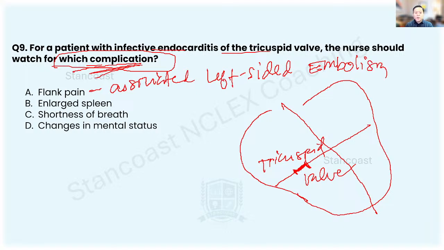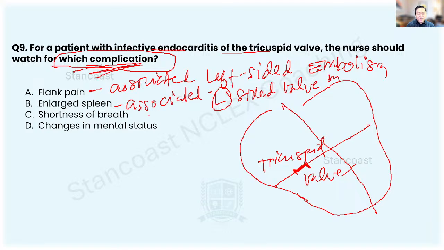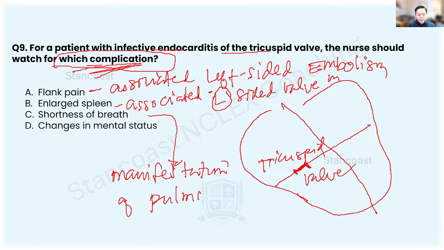Okay. What about the enlarged spleen? This is going to be associated with left-sided valve involvement. Now, what about the shortness of breath? Yeah, the shortness of breath is a sign that the patient has already developed pulmonary embolism. Manifestation of pulmonary embolism.